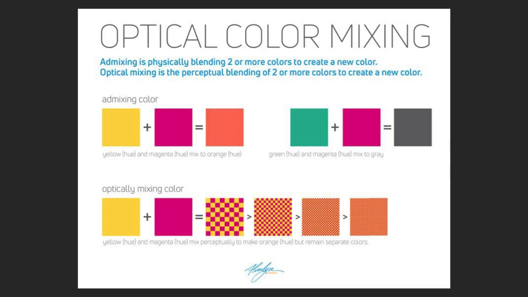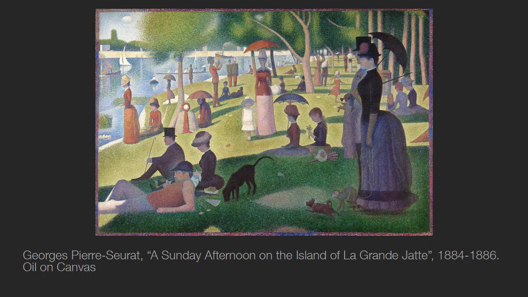So if you think about it, we have optical color mixing in this graphic that I found, which really explains it really nicely. It's how you're not physically mixing colors to create a new color, but you're putting two different hues next to each other that work next to each other, and then they will make this perceptual blend of colors. And this is a theory that was definitely used in pointillism.